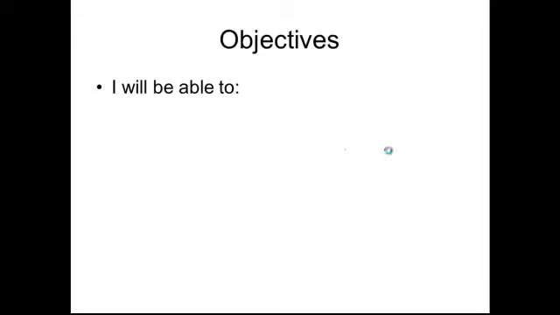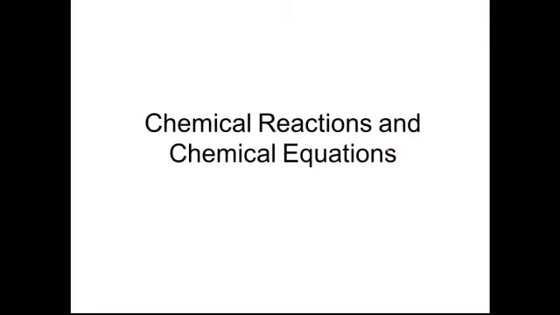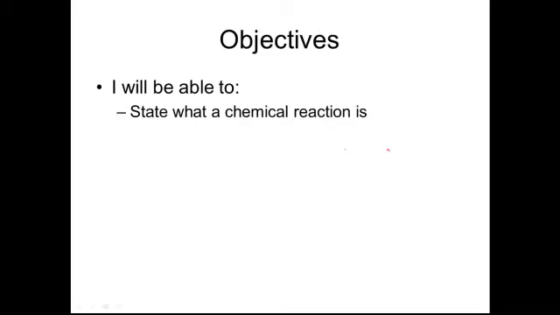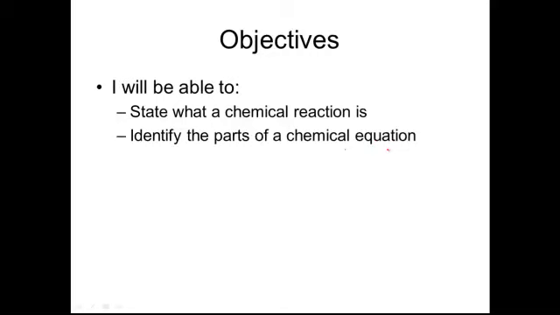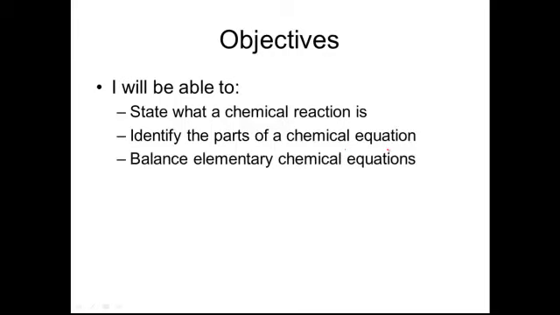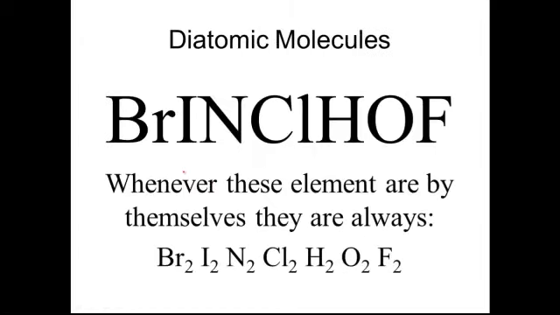Alrighty, welcome to chemical reactions and chemical equations. We're going to learn about what a chemical reaction is today. So we're going to be able to state what a chemical reaction is, and then we're also going to identify the parts of a chemical reaction, and we're going to talk a little bit about what happens when a chemical reaction occurs. And then our final thing is we're going to do this thing called balancing. We're going to be balancing elementary chemical equations.